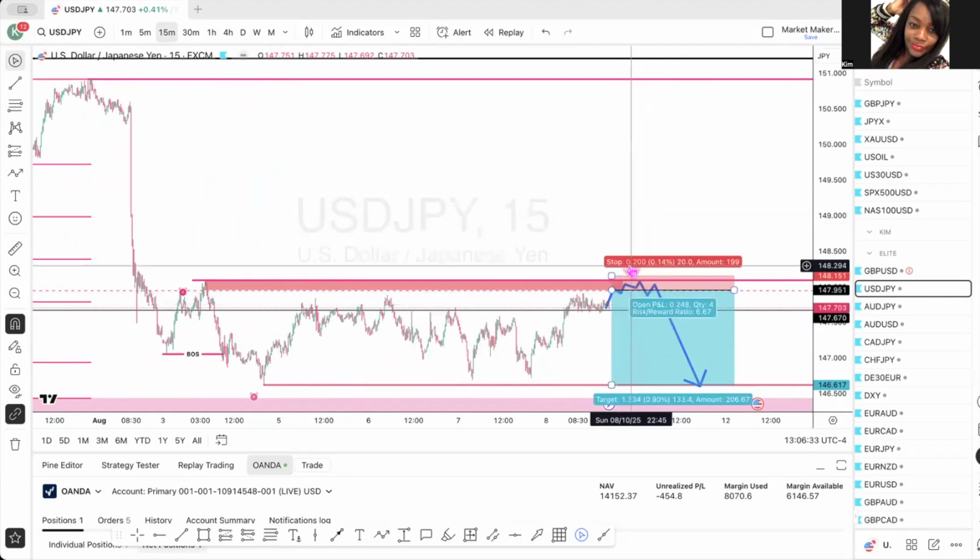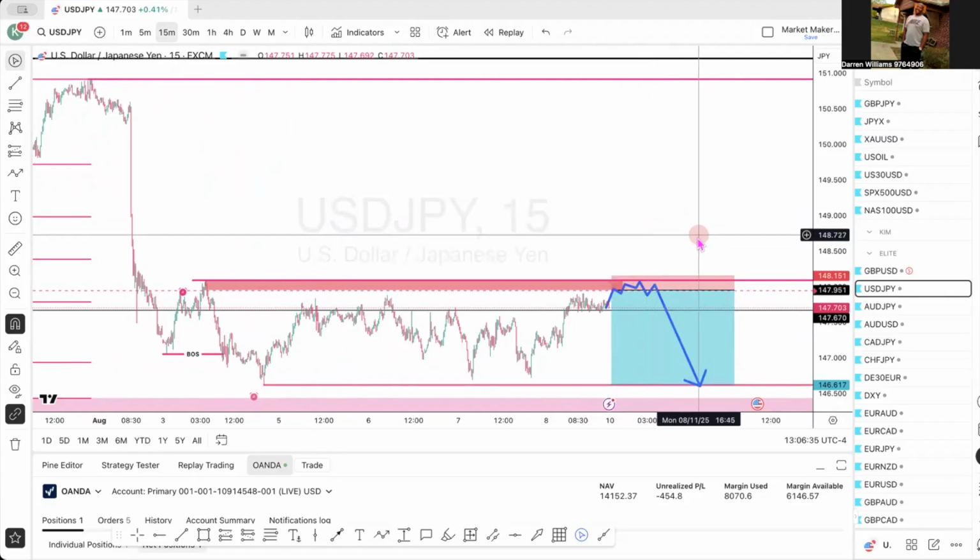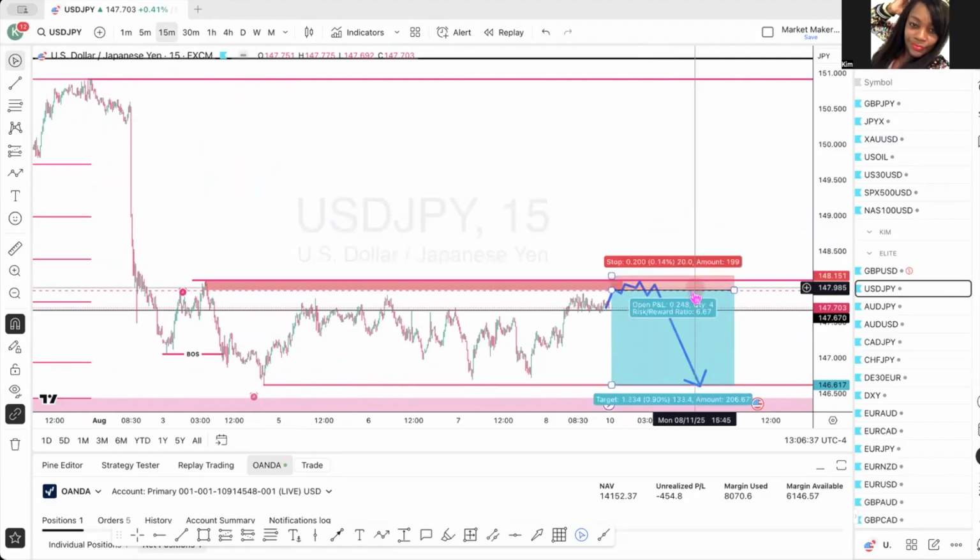How many points is that stop loss? Oh, 20 pips. Generally, 20 pips is my maximum for currency pairs. If it's more than that, I will just set an alert and watch structure.